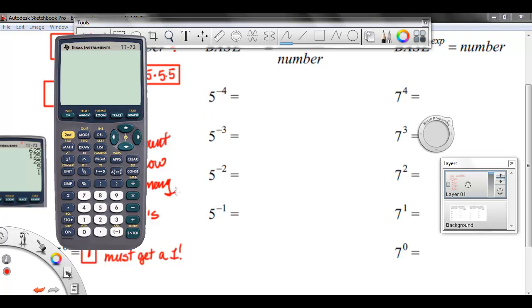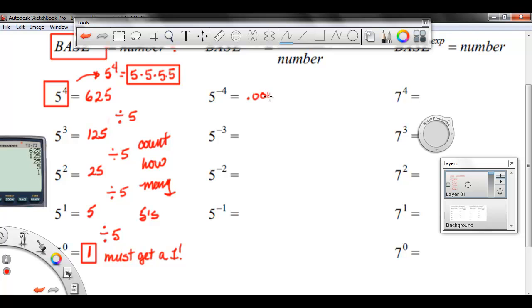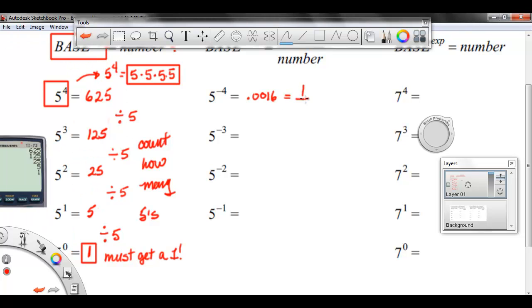So I'm going to bring out my calculator again. We're going to type 5 raised to the negative 4 power, and you will see something I think kind of interesting happen. I get a decimal point 0016, which doesn't mean much to us. But now I'm going to take my calculator and I'm going to push a button that's going to convert it. And it converts over to 1 divided by 625. So the 625 ends up in the denominator.